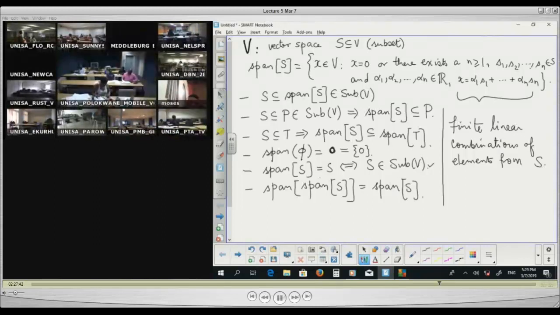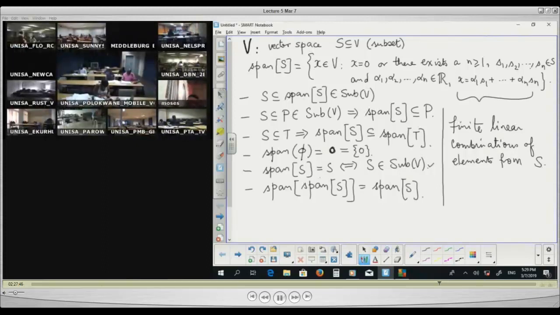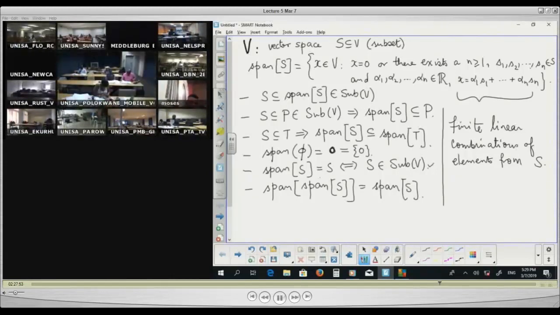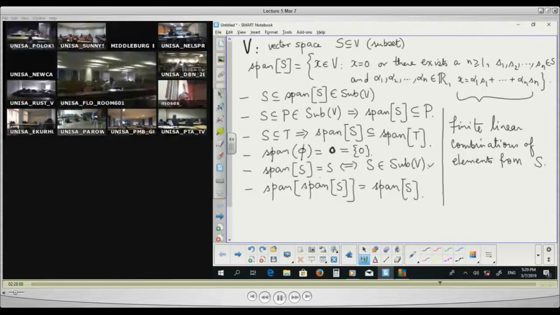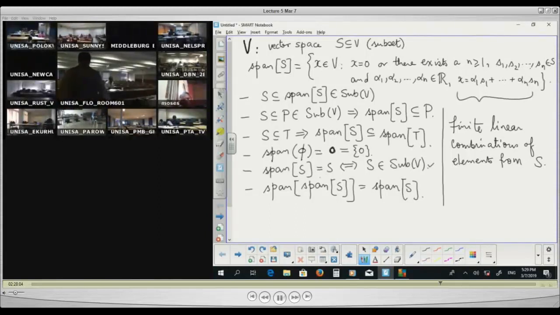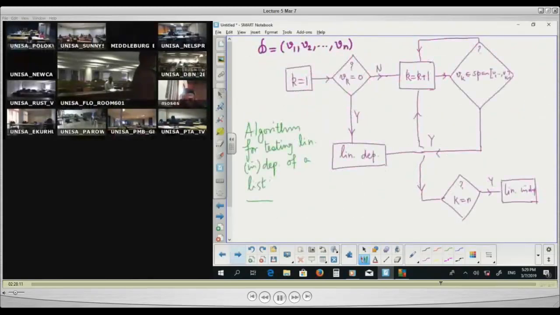Prof, can you repeat that flow chart of the yes and no's on linear dependence and linear independence? This one? Yes, sir. So suppose you are given a list. What do you do to check whether it is a linearly dependent list or a linearly independent list?